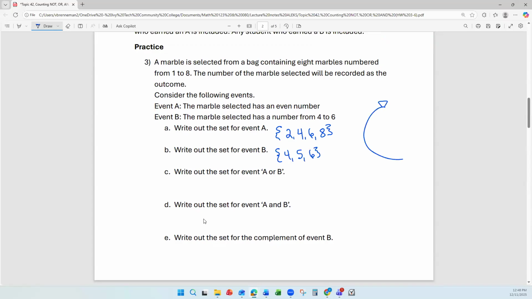So we have our bag with marbles numbered 1 through 8. Event A has these marbles: the 2, the 8, the 4, and the 6.